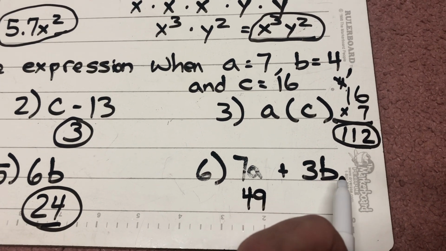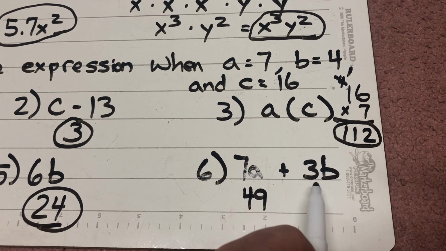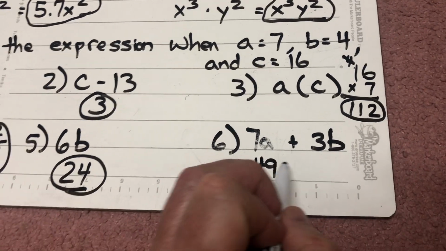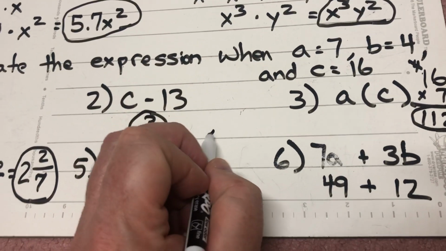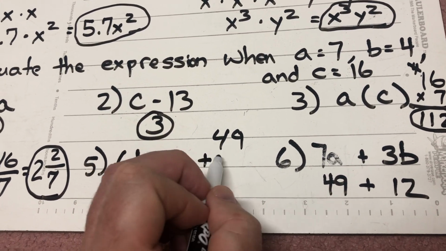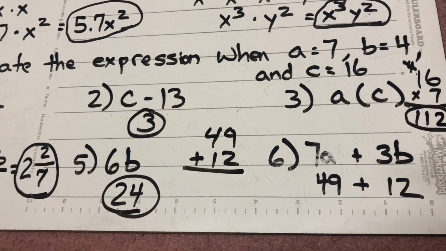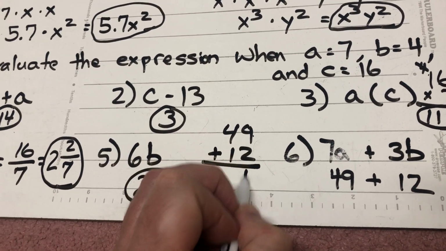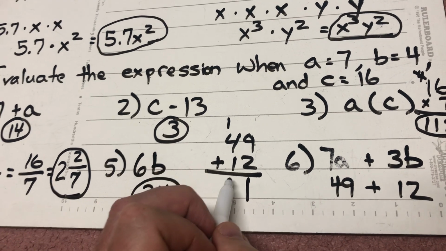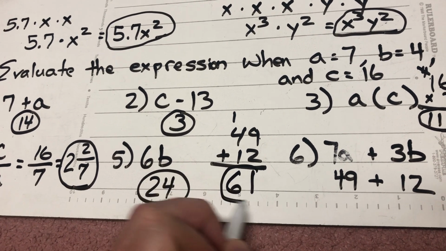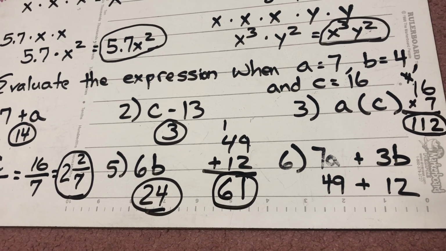And this is 3 times b. b equals 4, so this is 3 times 4. 3 times 4 is 12. So I can just come over here, do some quick scratch work for 49 plus 12. 9 plus 2 is 11. Put the 1 down, carry the 1. 1 plus 4 is 5, plus 1 is 6. I get 61 as a final answer.